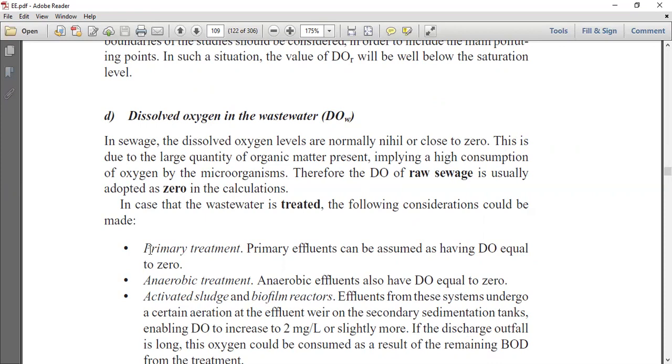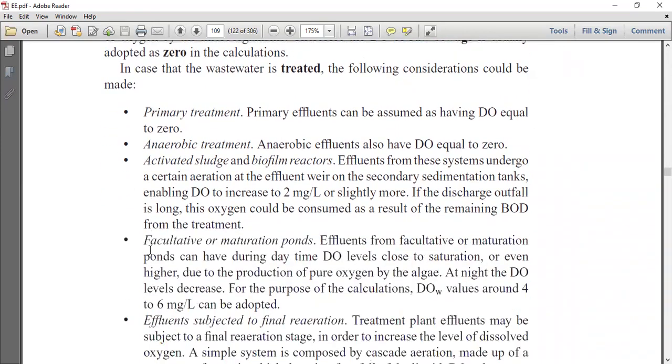Effluent from this system undergoes a certain aeration as the effluent reaches the secondary sedimentation tank, enabling DO to increase to 2 mg per liter or slightly more. If the discharge outflow is long, the oxygen could be consumed as a result of the remaining BOD from the treatment.